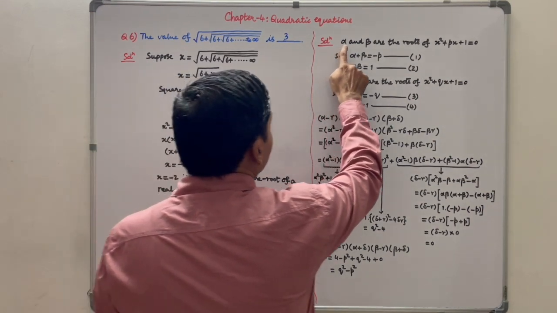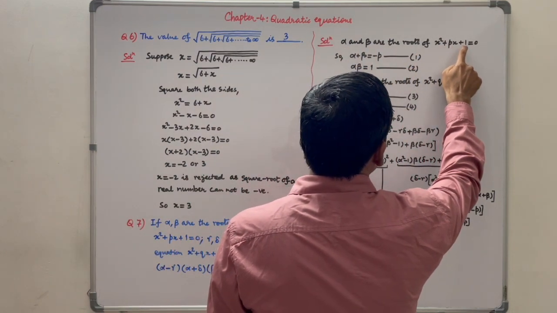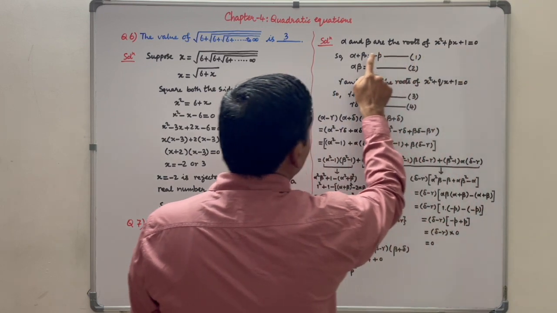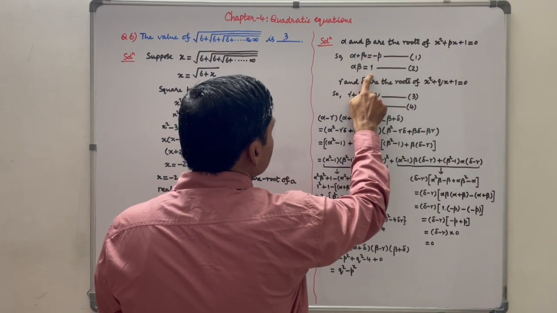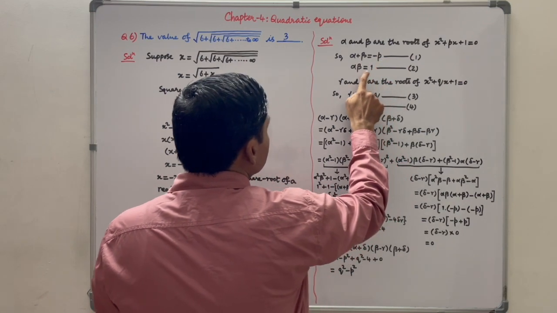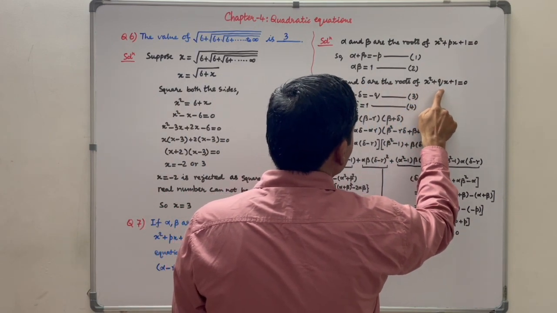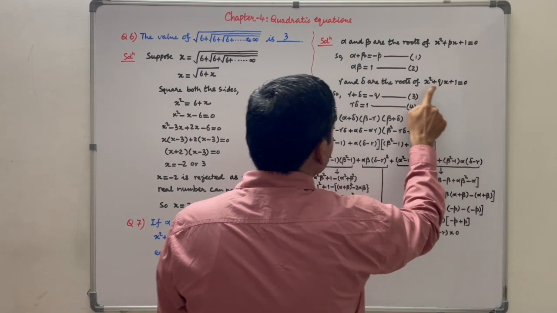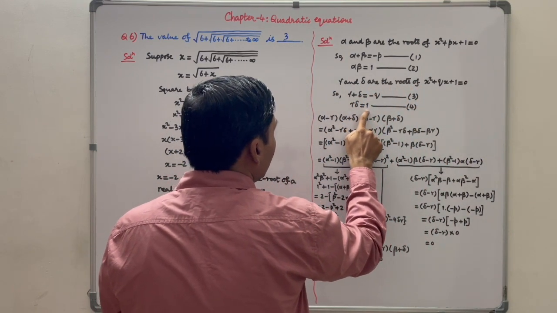It is given that alpha and beta are the roots of the equation x square plus px plus 1 is equal to 0. So alpha plus beta is equal to minus p and alpha beta is equal to 1. Suppose this is equation number 1 and this is equation number 2. Similarly, gamma and delta are the roots of the equation x square plus qx plus 1 is equal to 0. So gamma plus delta is equal to minus q and gamma delta is equal to 1.